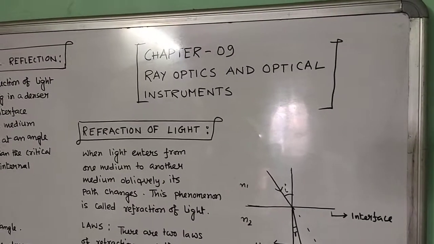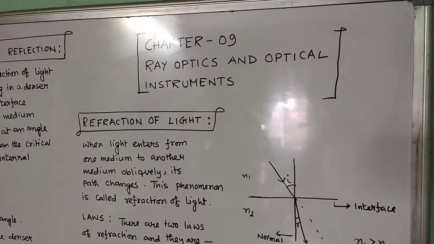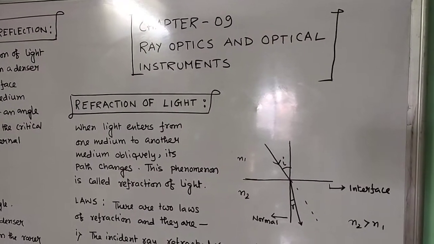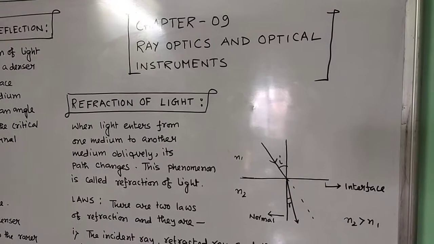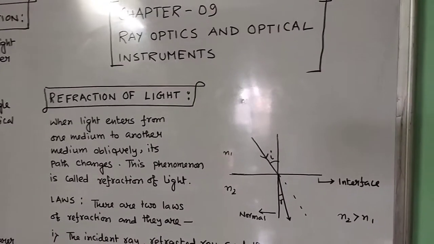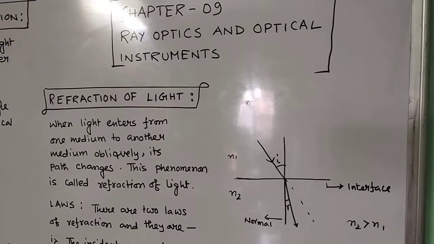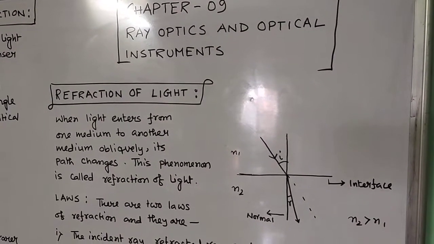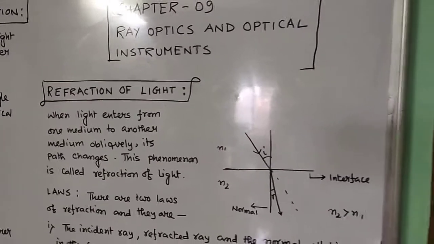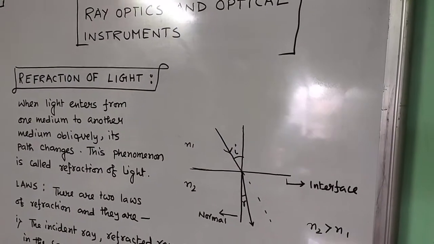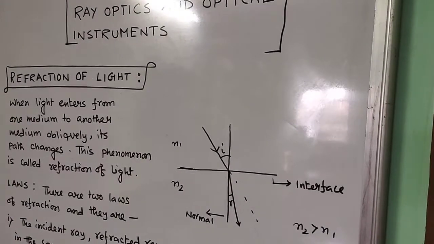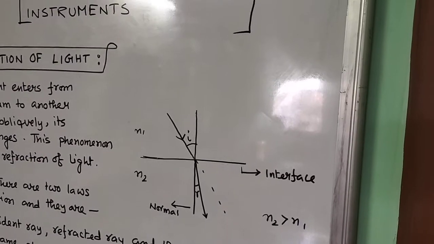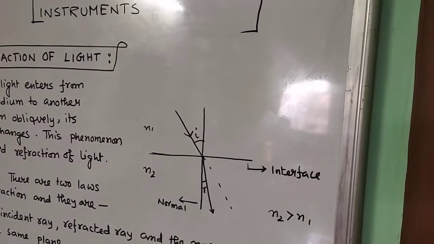Now, the topic which we are going to discuss is your refraction of light. Now, all of you know what is refraction. You have got it in lower class, in class 10. Now, let me read out what we have written. When light enters from one medium to another medium obliquely, its path changes. This phenomenon is called refraction of light. So, whenever light enters from one medium to another medium, the direction of movement of the light changes, and this phenomenon is known as refraction of light. This basically happens due to the change in the velocity of light.